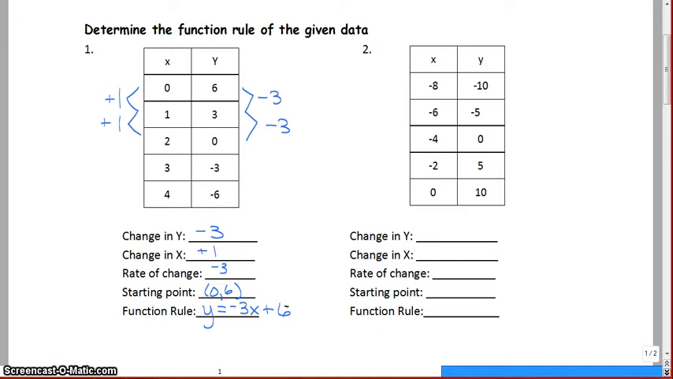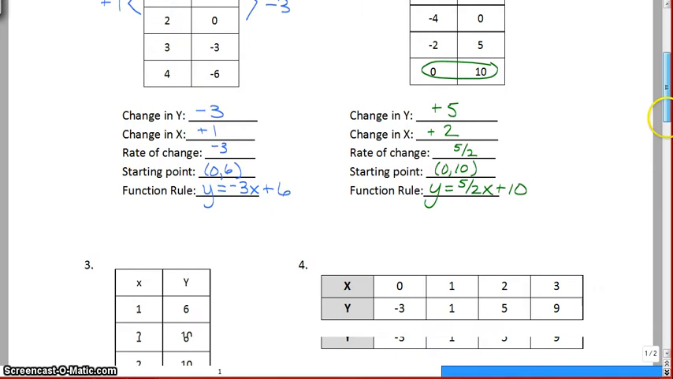So what I would like you to do is pause and complete number 2 on your own. Follow the same steps and we'll see if you get the same thing. So did you get the same thing that I got? Your change in y is you're going up 5, your change in x you're going up 2. So that means your rate of change is 5 over 2. Your starting point is when x is 0, so 0, 10. So then you just write your function rule, y equals mx plus b, and you get y equals 5/2 x plus 10. So moving on.